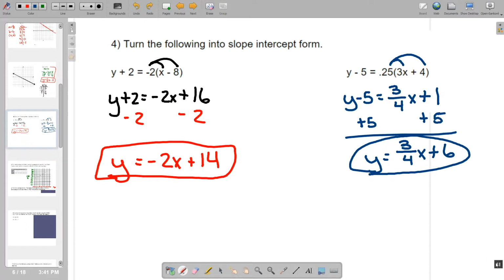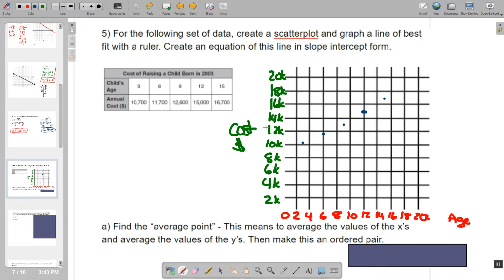Question 5 is on line of best fit, and actually has the potential to be one of the harder questions on the practice test if you are not prepared for it. So I managed to misplace my answer key for this one, but that's okay. What I have here is my graph. I took my data and put it into my line of best fit form.